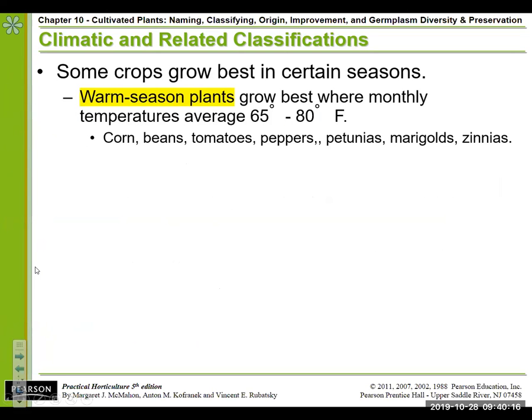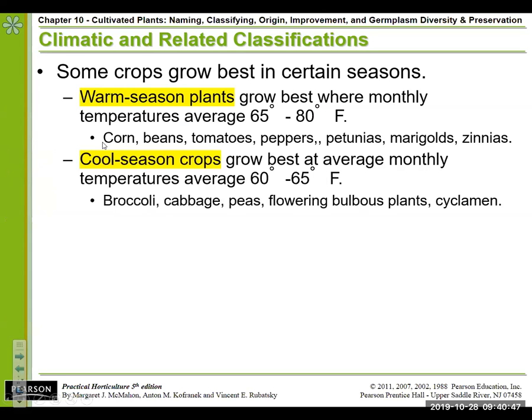And then there are the seasons. We look at warm season crops growing best where average temperatures are above 60. Generally, we plant these early on. Most of our warm season crops are what we think of as our traditional vegetable crops: corn, beans, squash, tomatoes, peppers, etc. And some of our favorite warm season flowers, like petunias, marigolds, and zinnias.